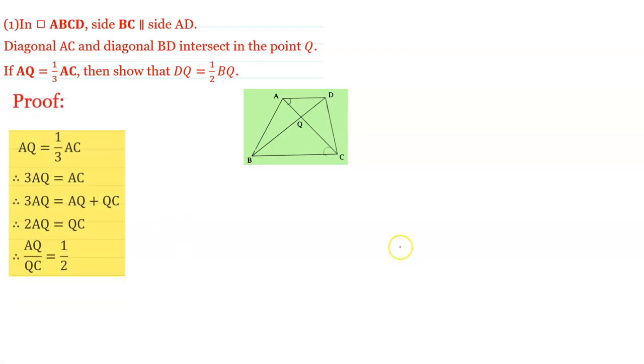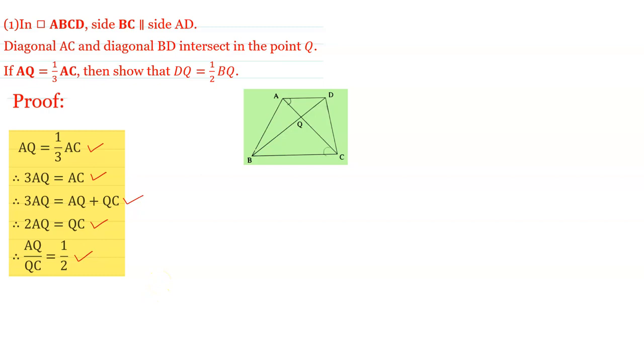Now the proof. The first part is here. AQ is equal to 1 by 3 AC, that we have given. Therefore, we can write 3 times AQ is equal to AC. And again, AC can be written as, AC कसा लिहिता येईल आपल्याला? AQ plus QC. Now the next. AQ पलीकडे नेणार. That is 3 times AQ minus AQ. You will get 2 times AQ is equal to QC. And therefore AQ upon QC is equal to 1 upon 2. This is the first part.